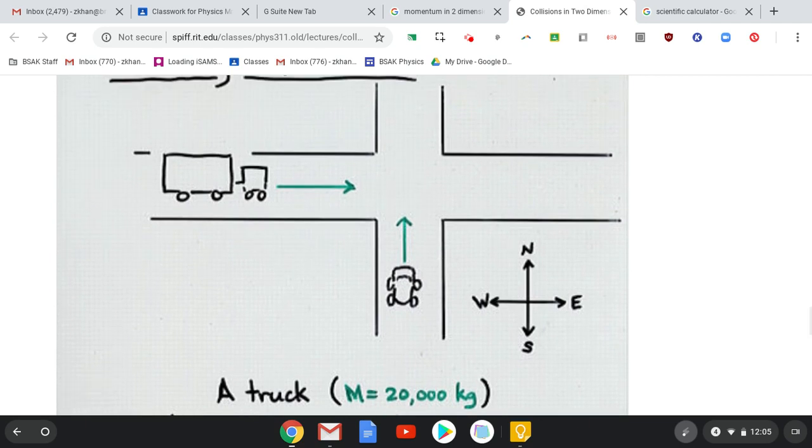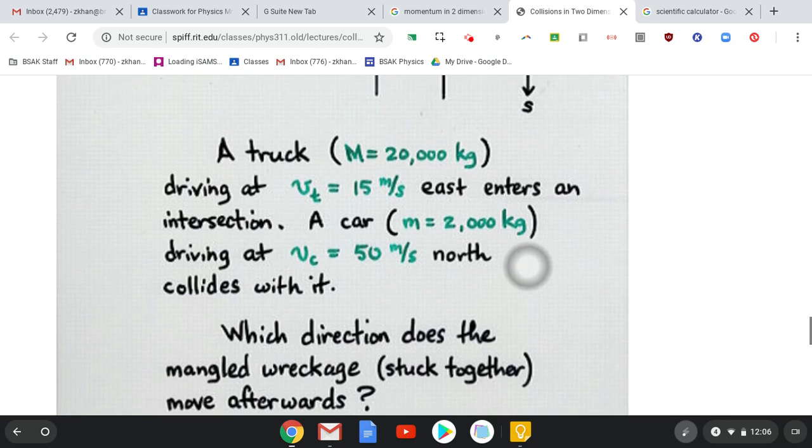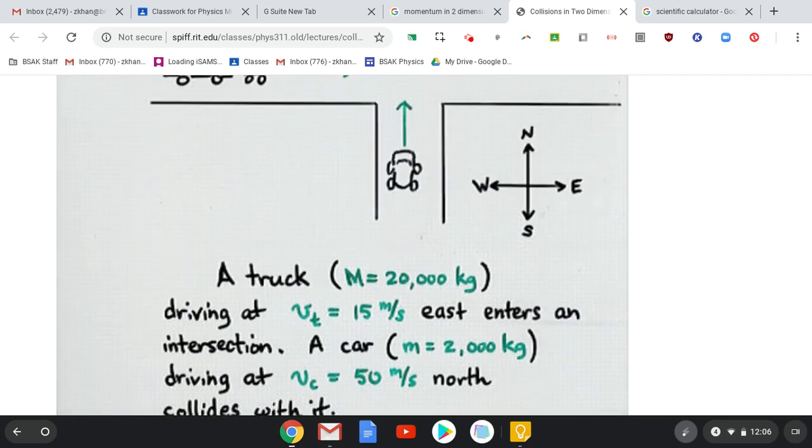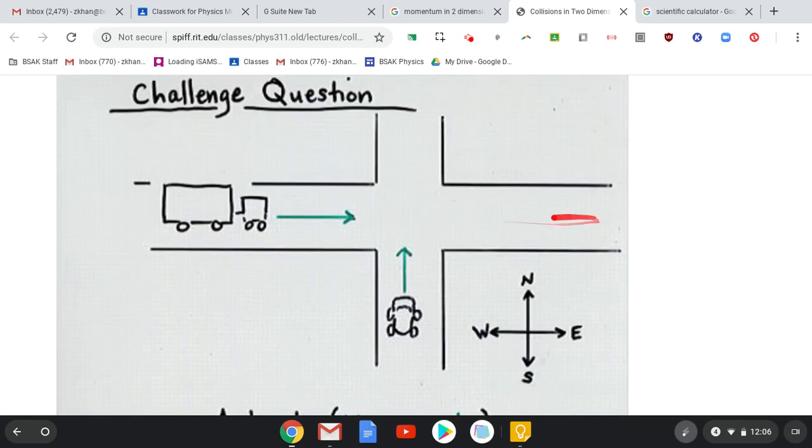We know that generally if two things collide, they will move off in some direction. We want to know which direction the mangled wreckage moves afterwards. You can give me the answer as a bearing, or you can give me the angle relative to the horizontal. So we are looking at conservation of momentum. Separate X and Y, and then let me know your answer, and I'll go over it in the next lesson.